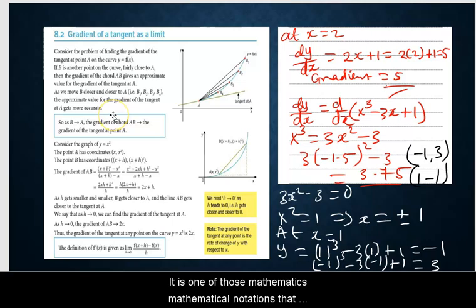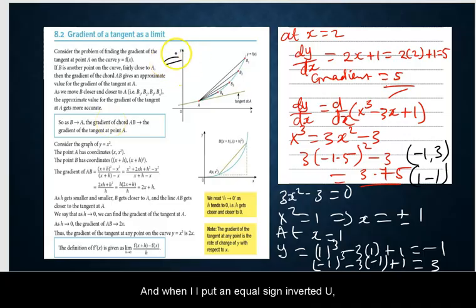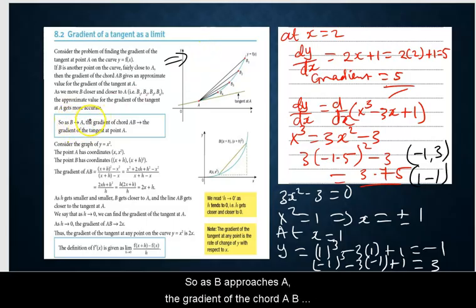It is one of those mathematical notations that you must know what they mean, because as mathematicians we don't have a lot of time writing sentences. So this arrow represents approaches or tends to, and when I put an equal sign with an inverted U, it represents implies. So as B approaches A, the gradient of the chord AB approaches the gradient of the tangent at point A. Consider the graph of the function y equals x squared.